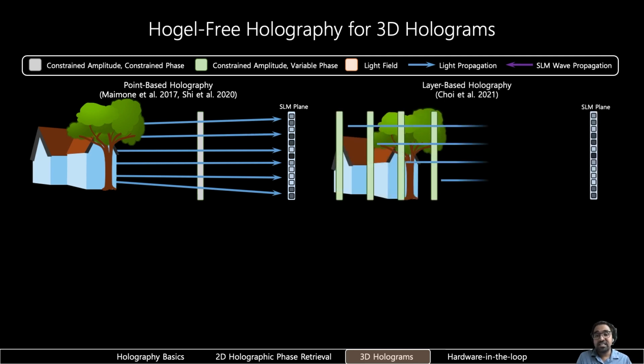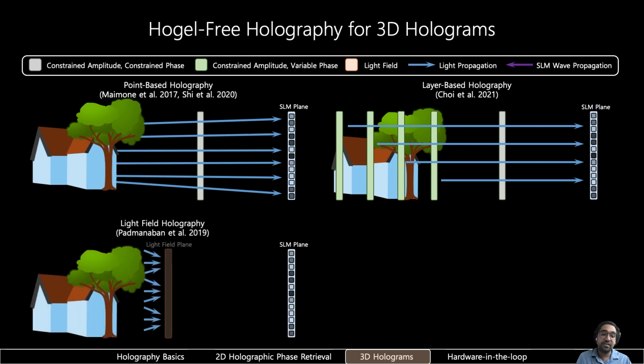Layer-based approaches slice the 3D model into several planes and propagate waves from each plane to the SLM. But this does not support continuous focus. The most successful approaches so far have used light fields to encode depth and view-dependent effects. However, these methods have poor spatial and angular resolution due to their dependence on Hogels for modeling the light field.